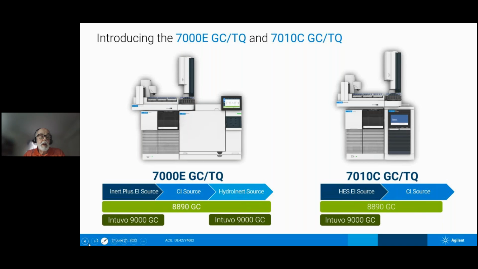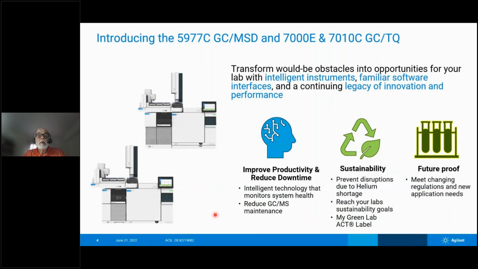In the case of both of these series of instruments, there's been improvements in the software that allow you to reduce your downtime. It has intelligent technology that monitors the system health, and you can reduce GCMS maintenance. There's a counter for how long the filaments have been on and things like that.